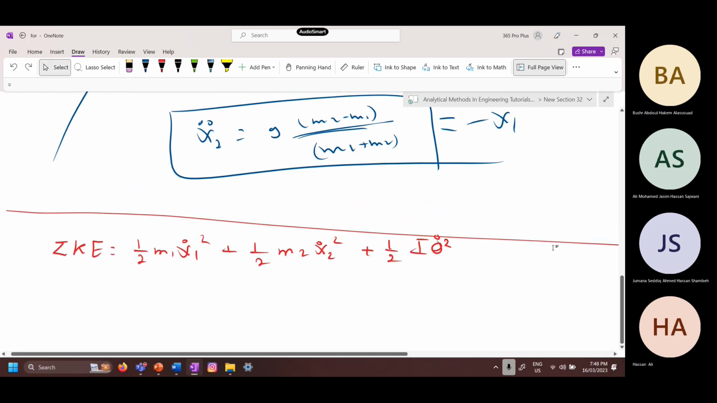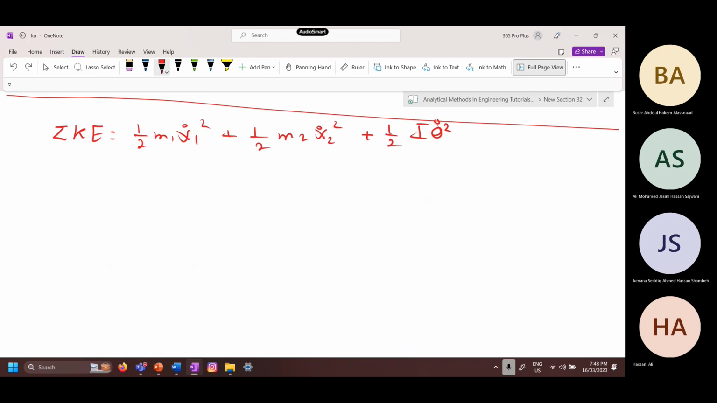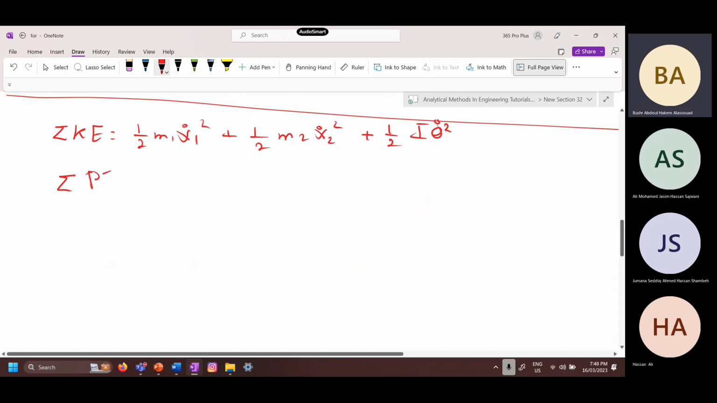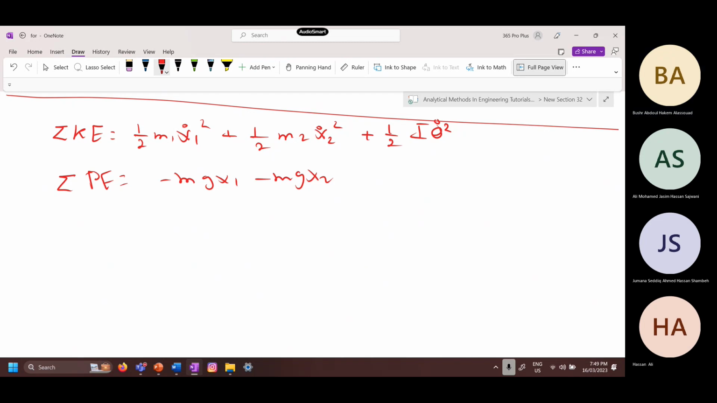Now, as for the potential energy, we get negative m1 g x1, negative m2 g x2. The pulley doesn't have a potential energy. Just keep that in your mind. The pulley has no potential energy unless the pulley itself is elevating, but this is going to be very complicated and you're not going to deal with it in your course. Anyway, so you have these two.